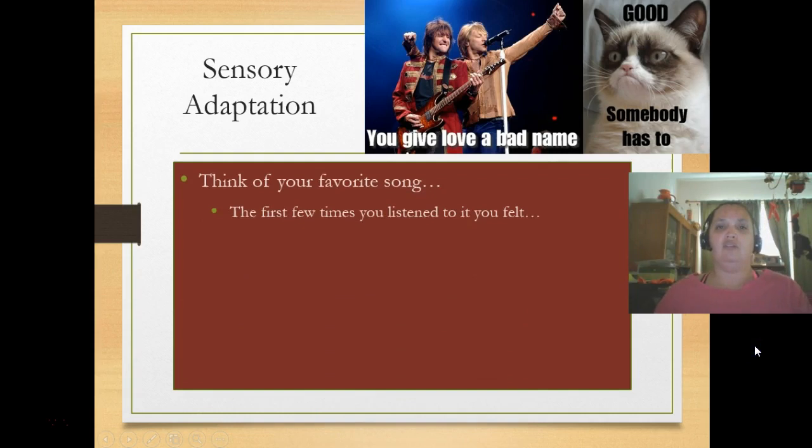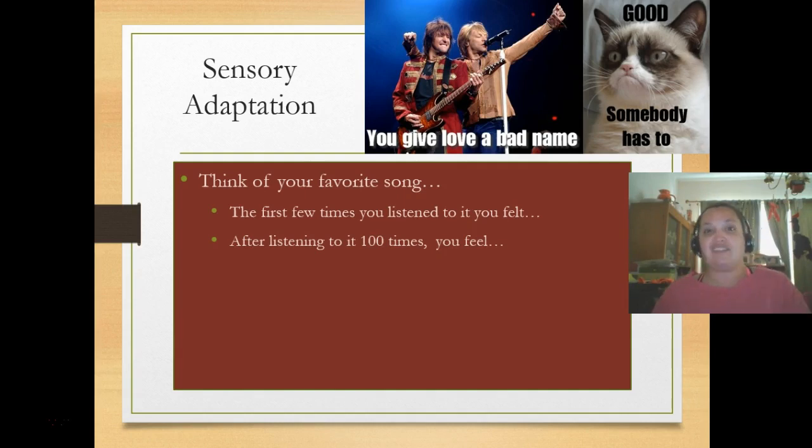So let's talk about sensory adaptation. Let's talk about your favorite song. I want you to think of that favorite song the first time you ever heard it. Maybe the second time you ever heard it. It was awesome, right? Oh, couldn't get enough of it. You just wanted to hear it again. Start thinking about that song around like time 100.